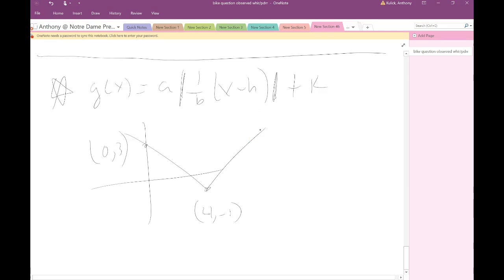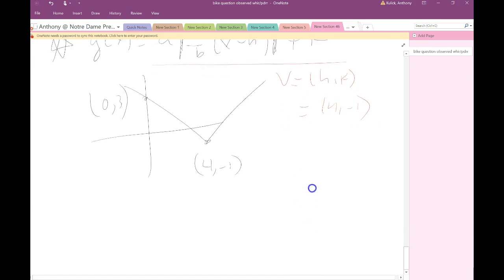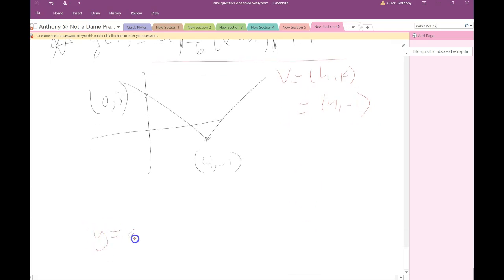Right away, I should be able to fill in some values for a, b, h, and k here. I should be able to fill in h and k because I know the vertex is the (h, k). In my picture, the vertex is the point (4, -1). So right away, I can say y equals a times the absolute value of 1 over b, x minus 4, minus 1. Okay with that idea so far?